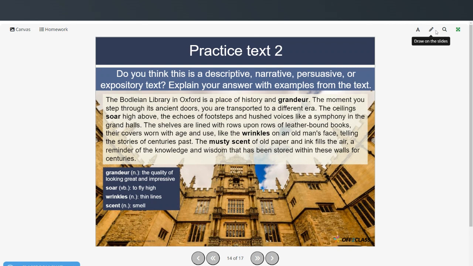The second one is descriptive, because it uses very descriptive terms: grandeur, the ancient doors, the ceilings soar high above, hushed voices like a symphony in the grand halls, rows upon rows of leather-bound books, covers worn, wrinkles, the musty scent. So all of these words are describing this space. This would be an example of descriptive writing.